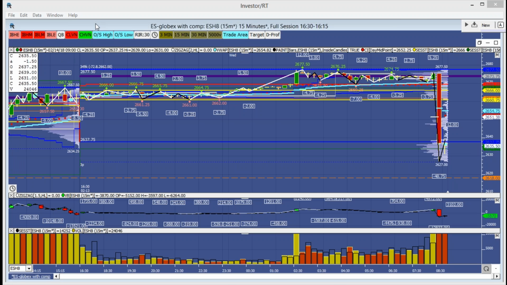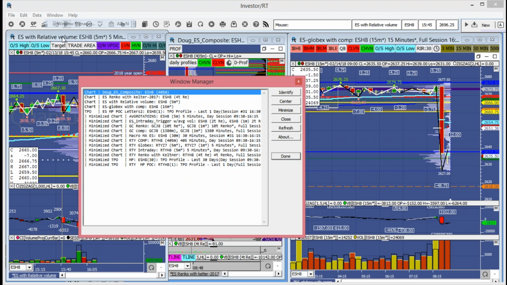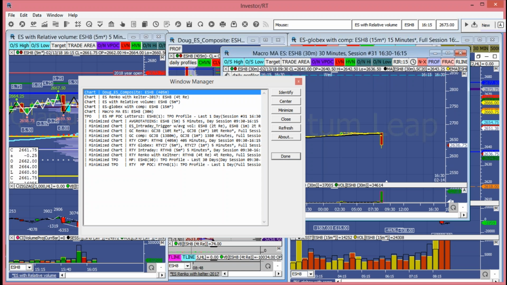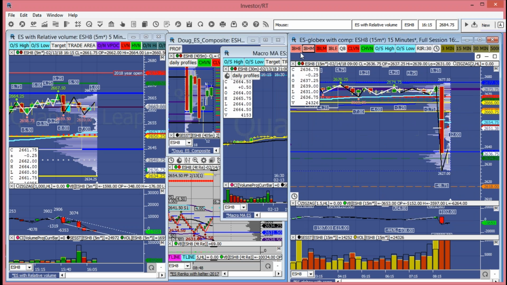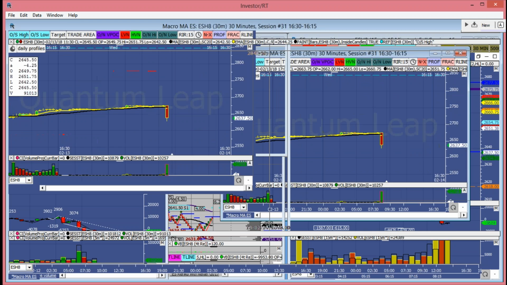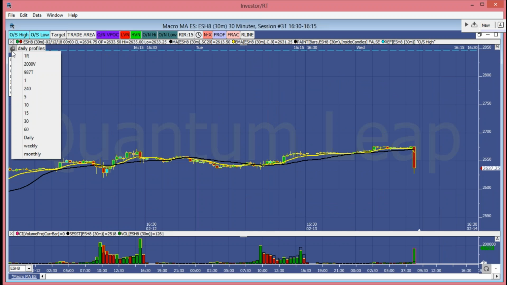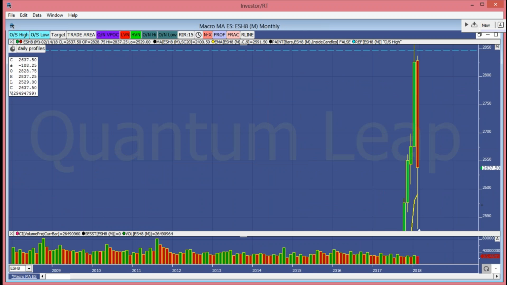Taking a look at the macro, I always like to start my day taking a look at a simple candlestick chart. I use two moving averages on my charts. I use a 9 EMA and a 20 SMA.